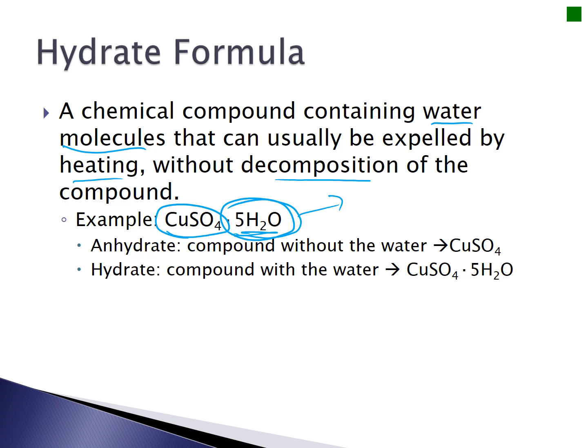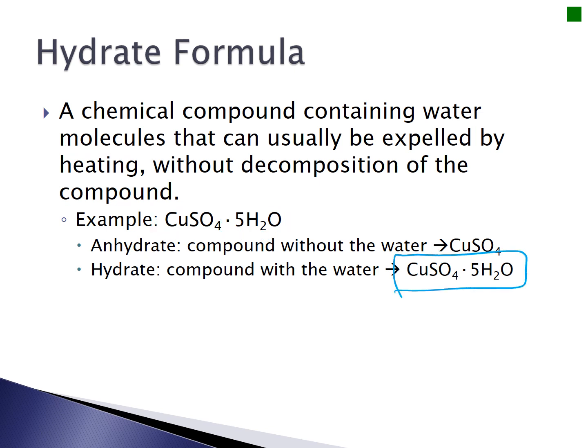As I showed in the previous slide, an anhydrate is without those water molecules attached, and a hydrate has the water molecules attached. Now, if you look at this formula, this is how you write a hydrate formula. You write the ionic compound, the formula of the main substance of the anhydrate, and then you put a dot that shows that it's loosely attached, and then you write how many water molecules are loosely attached to one of these. So you do the compound with a dot, and then how many waters are loosely attached to it.